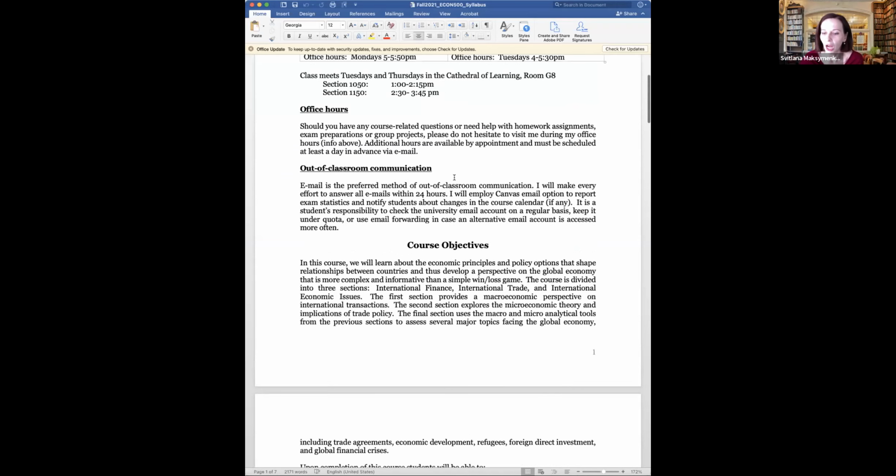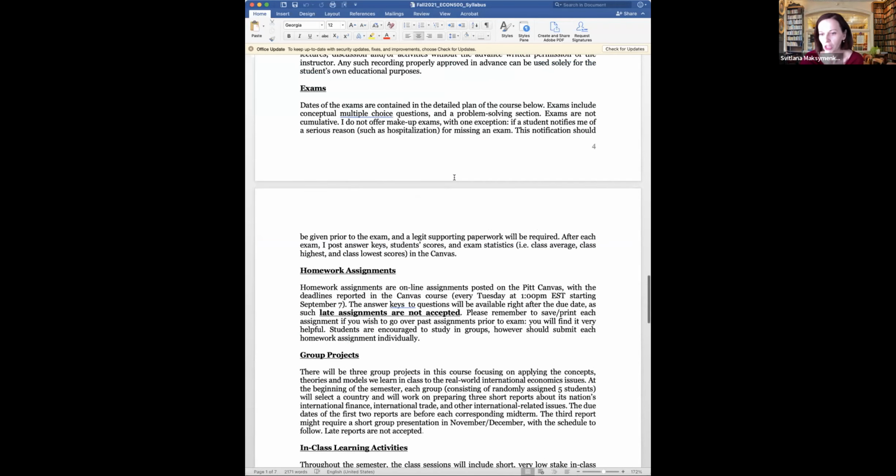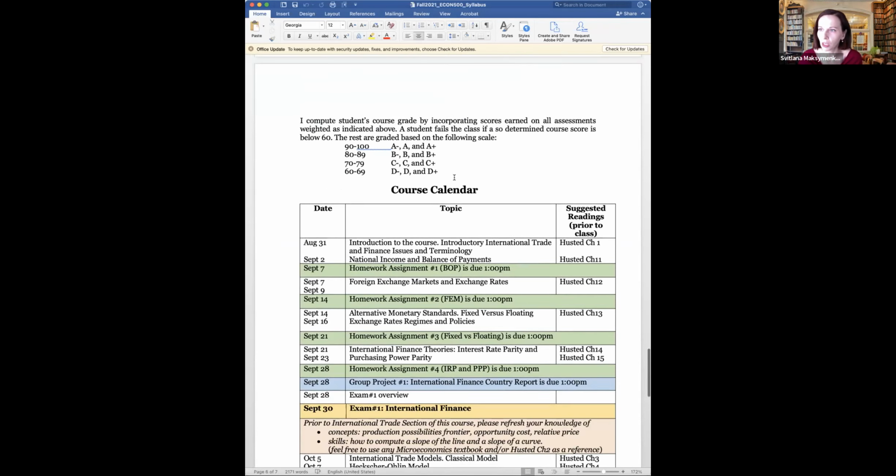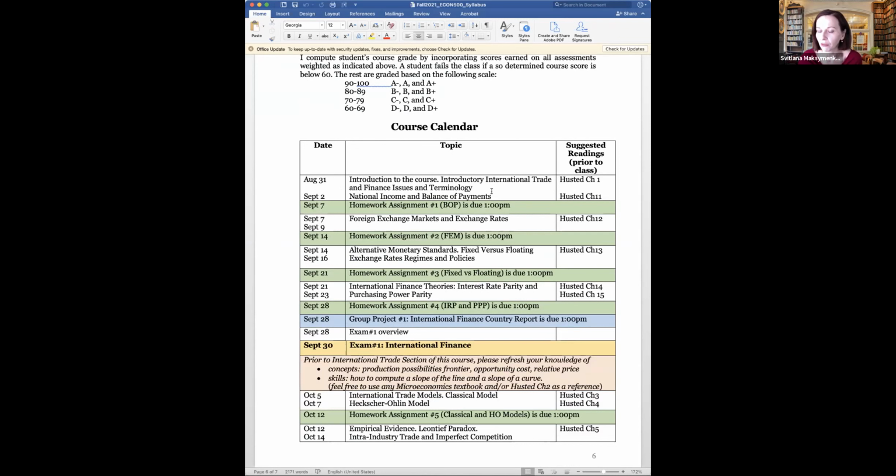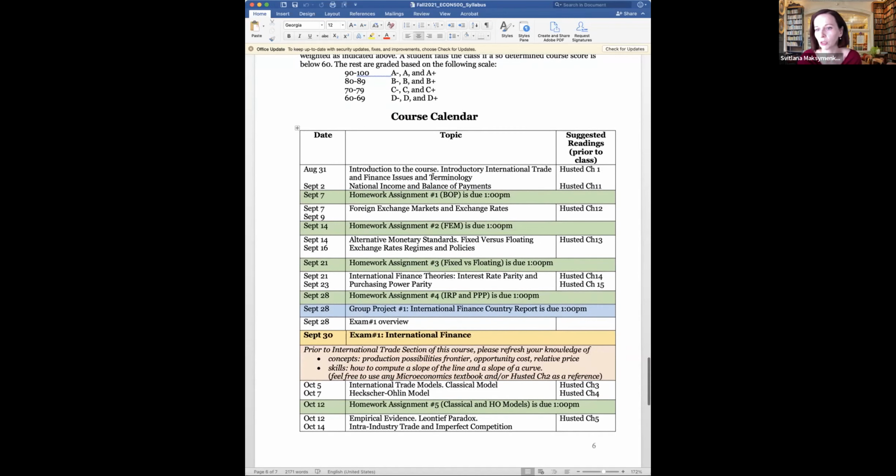of my syllabus. The course of international economics that I offered in fall 2021 was roughly divided into 3 large blocks. The first block covered international finance issues, and looking at the course calendar, you can see the topics that were included as part of this course: balance of payments, foreign exchange markets, exchange rates, monetary standards, fixed versus floating exchange rates and policies, and a little bit of financial theory of interest rate parity and purchasing power parity.